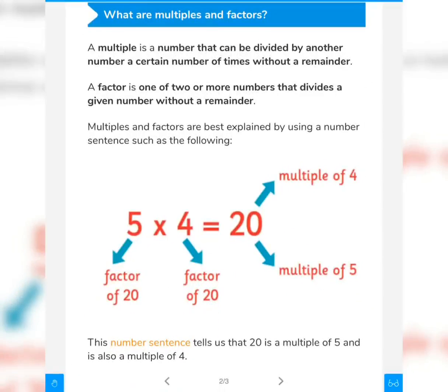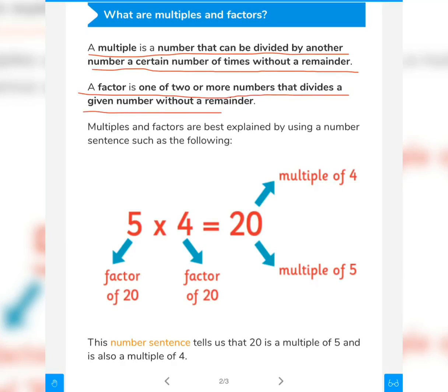So let's first come to factors and multiples. So what are factors and multiples? A multiple is a number that can be divided by another number a certain number of times without a remainder. And a factor is one of two or more numbers that divides a given number without a remainder. So exactly what they are saying.